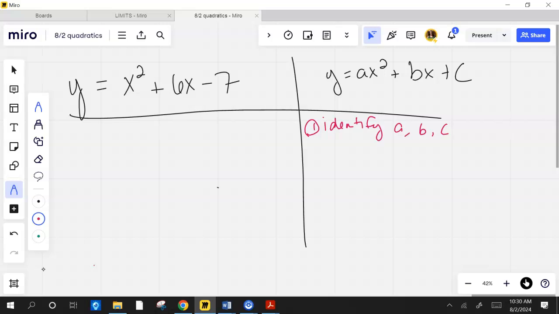All right, so looking at my example, what is my A? 1. What is B? What is C?